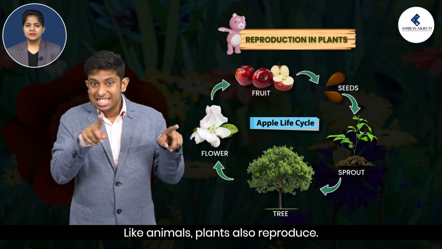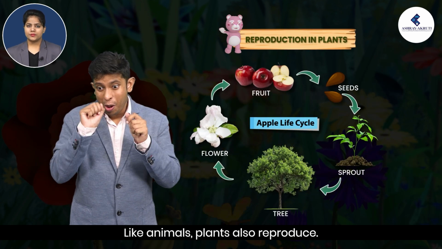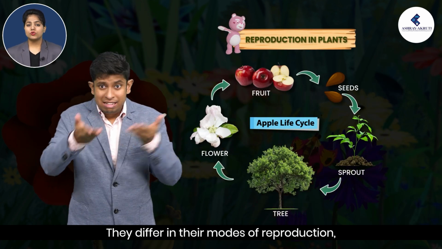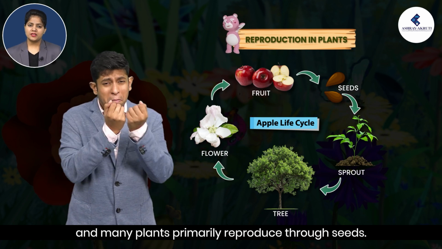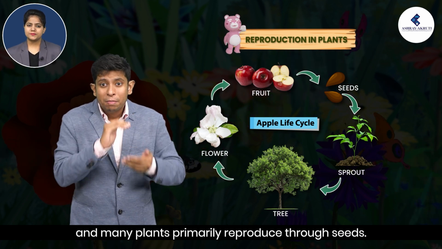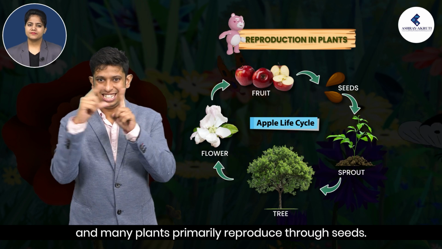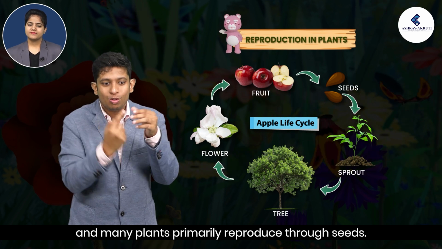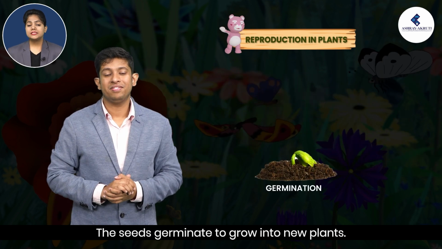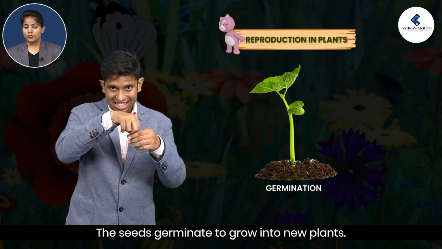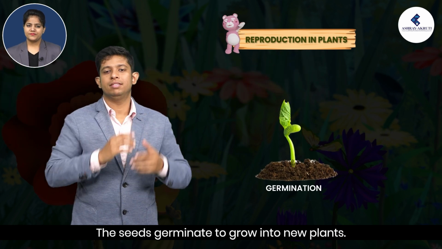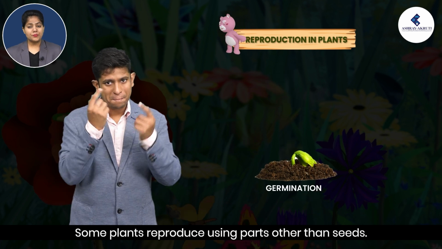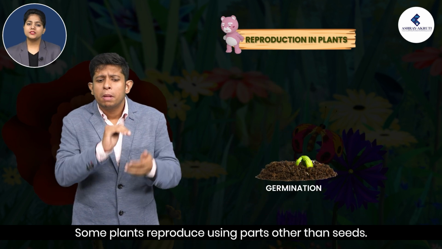Like animals, plants also reproduce. They differ in their modes of reproduction, and many plants primarily reproduce through seeds. The seeds germinate to grow into new plants. Some plants reproduce using parts other than seeds.